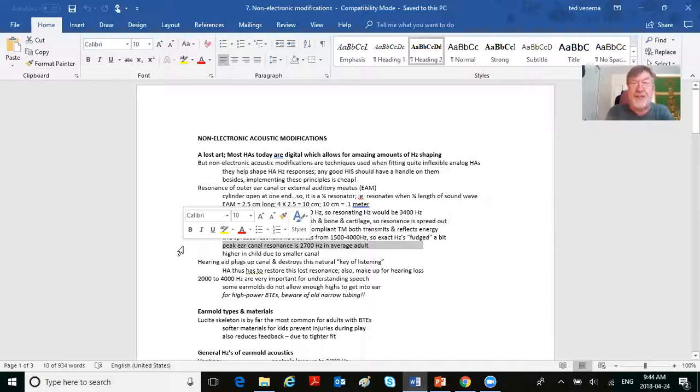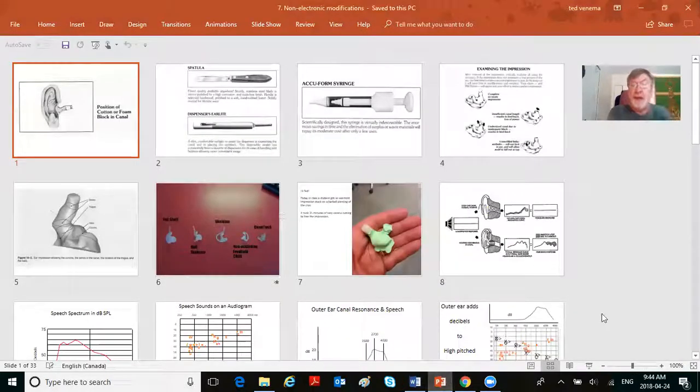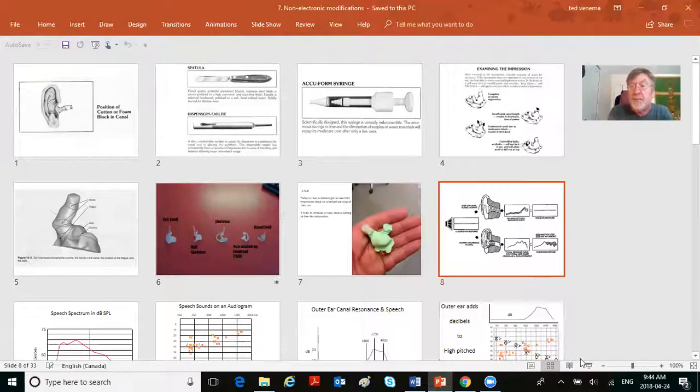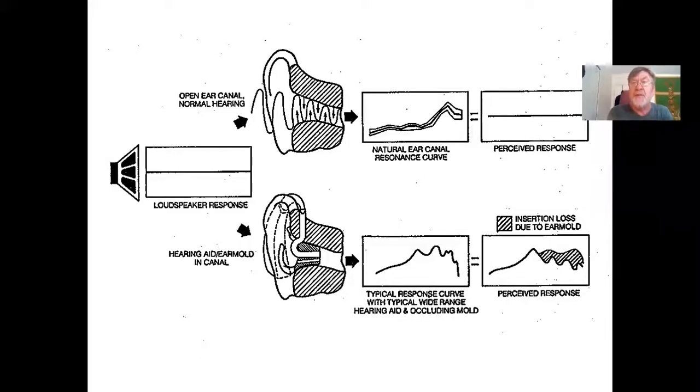Remember that in the average adult. We covered that in 120 anatomy and also in acoustics. So it's an important thing to remember, because when you take a hearing aid and when you plug an ear, okay, let's look at this picture right here. When you take a hearing aid and you plug an ear, here's an ear canal. Here's that ear canal resonance with the peak at 2,700 hertz. It starts rising around 1,500 hertz and goes out to about 4,000. You and I hear that just as natural. That's just our natural ear canal resonance.